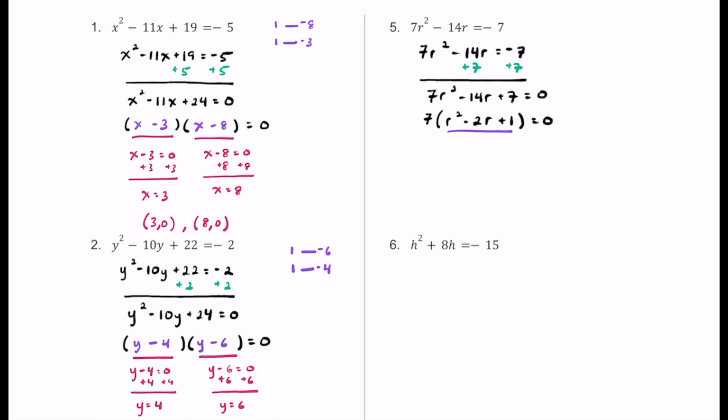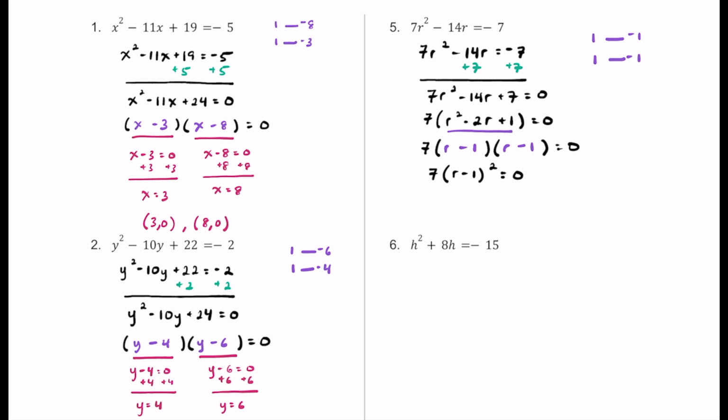So r squared has a coefficient of 1 now. That's easier than 7. And then we have a positive 1 and a -2 in the middle. So let's go with -1 and -1. That would be -1r, that makes -2r. So this is actually a perfect square trinomial. If you notice, we have two identical binomials. So let's make this r and r, and it's going to be -1 and -1. Another way we could write this is 7 times the quantity r minus 1 squared is equal to 0.